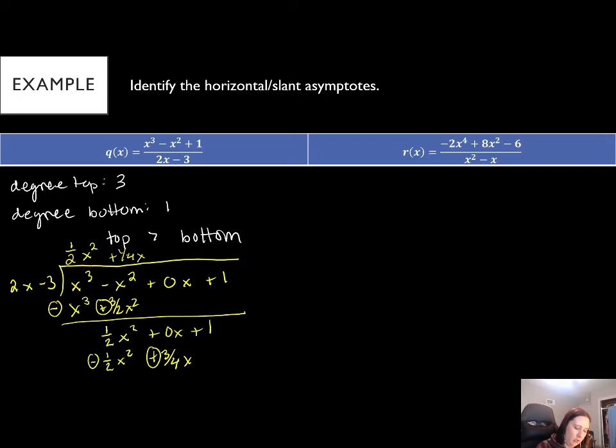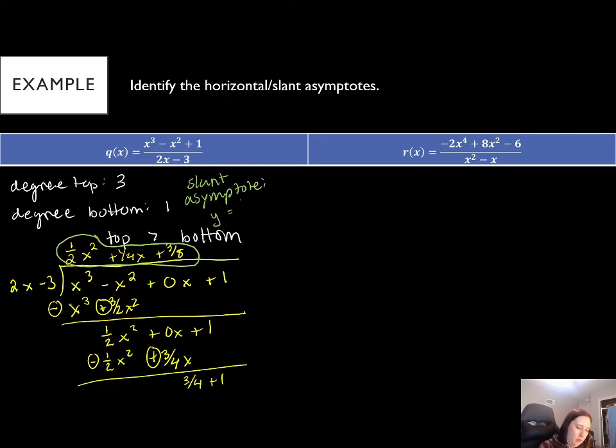Change my signs, running out of room. So we got 3/4 x plus 1. Now that's going to be 3/8. And then, okay, I'm kind of running out of room here, but the next part is going to give me the remainder. What I have on top here, I've squeezed in, that is our slant asymptote. So the slant asymptote here is y equals 1/2 x squared plus 1/4 x plus 3/8.